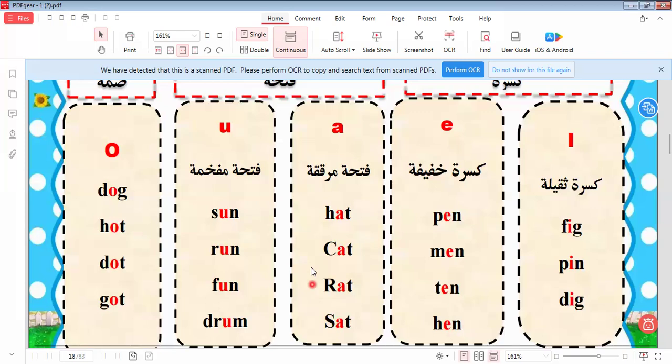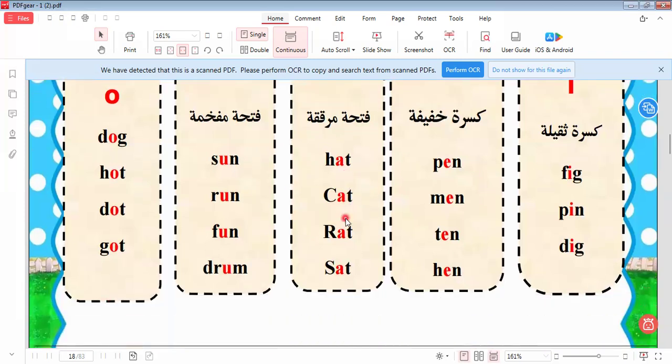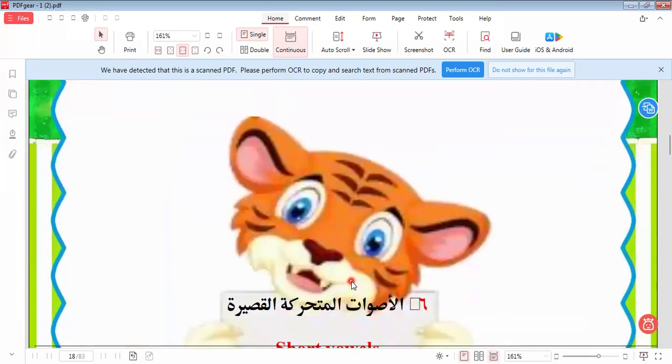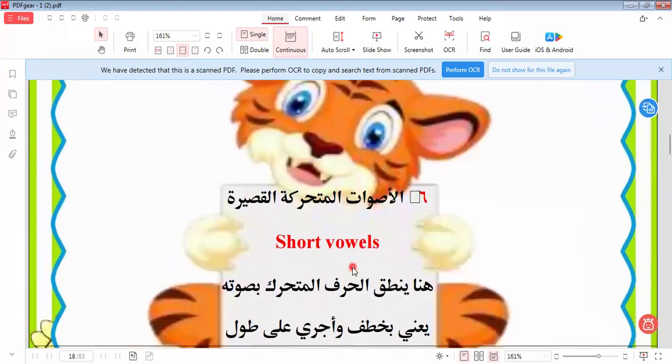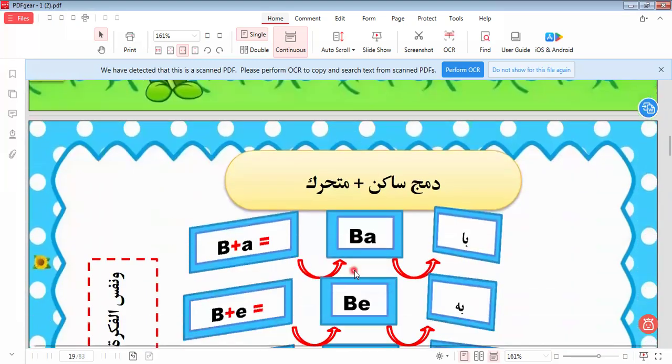So here we start with letter A, short vowel sound. Here is hat, cat, rat, sat. Hat, cat, rat, sat. This is the short vowel A. Okay. I would like to learn also the long vowel A.